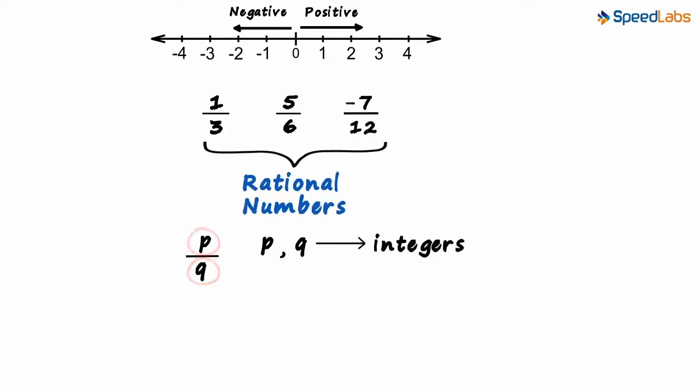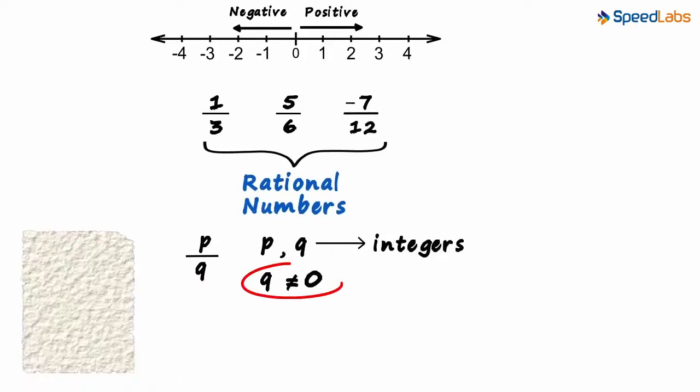And there is another important condition. Q should not be equal to 0. Why do we have the second condition? Say I ask you to calculate 3 divided by 0. What would be the quotient? 0 multiplied by what will give you 3? There is no such number. This value is undefined.